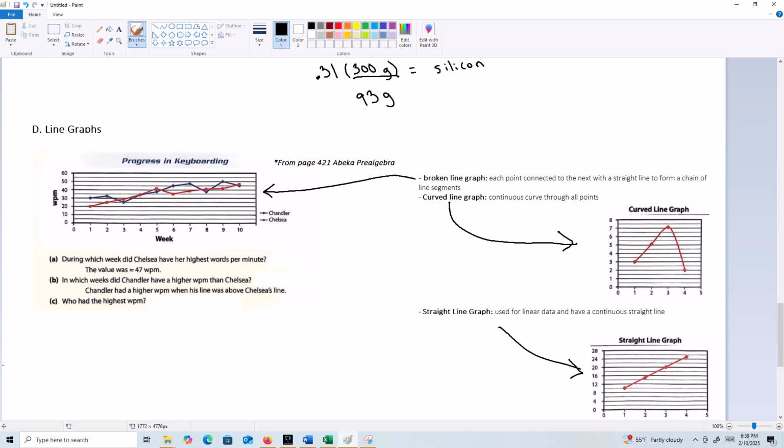So the last example is example 9.1, and it's looking at the line graph and analyzing some data from it. During which week did Chelsea have her highest words per minute? Well, Chelsea is the red line. We know that from right here. Chelsea is the red.